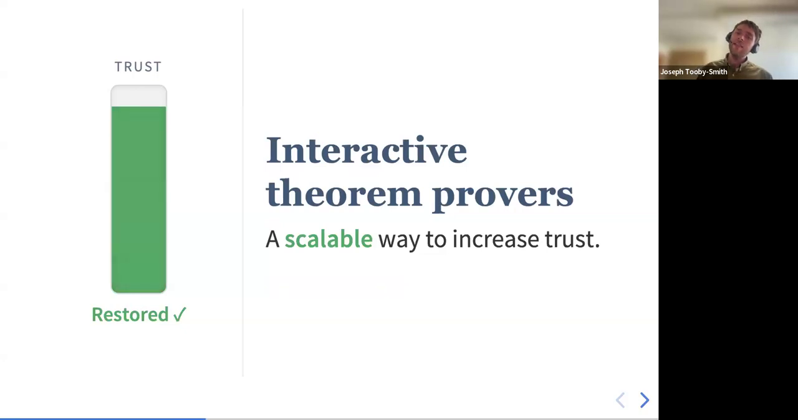this question, and that is to use something called interactive theorem provers. This doesn't increase trust all the way up to infinity, all the way up to complete trust, but it does allow us to have some level of trust in the outputs of either humans or of artificial intelligence. And it's scalable. I'll explain why it's scalable in a second, but it's a scalable way to increase trust in academic papers or academic results more generally.